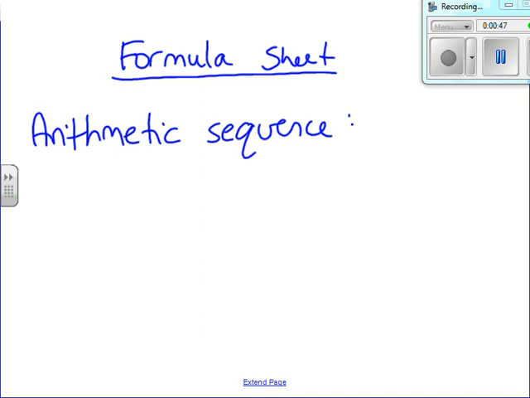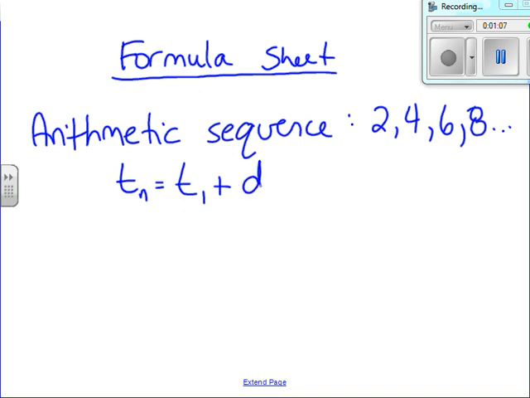An example of an arithmetic sequence would be 2, 4, 6, 8, and so on. That's when something's going up by the same amount each time. It's just listed. The general term for that is Tn equals T1 plus the common difference times n minus 1. D was how much it went up by. N was what number you were going to. So if you were looking at the 20th term, then n would be 20. And T1 was the very first term.